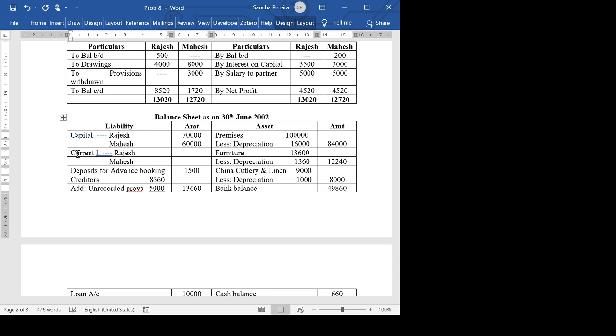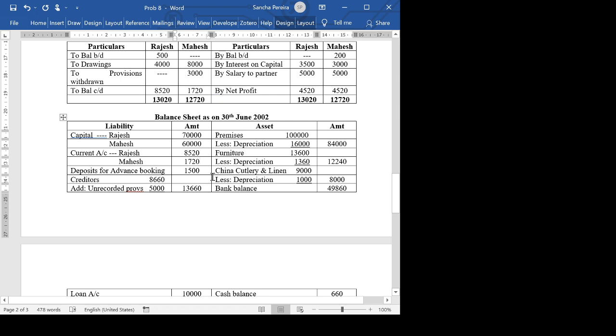Current account, Rajesh and Mahesh. Rajesh's current account started with a debit balance, but it has become a credit balance. In the previous year he had withdrawn more than he had actually earned. So it started with a debit balance which has turned into a credit balance of 8,520, that means he has more in his account. It's a positive balance. And the second one is 1,720. This partner had started with a credit balance of 200, and it has increased to 1,720.